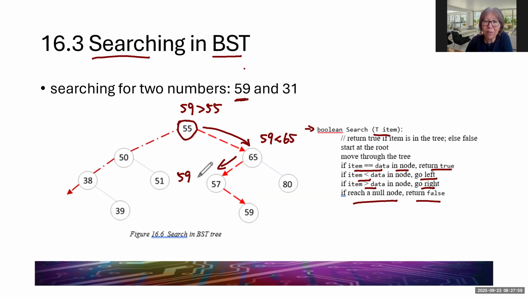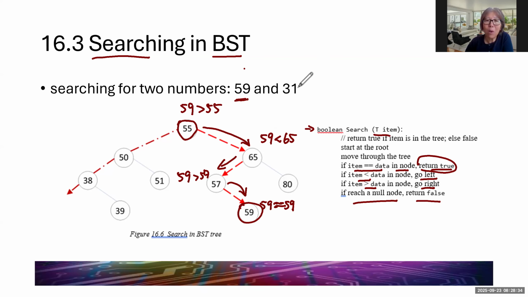Then 59 compared with 57, it's greater than. So you follow the right child, and then you reach the right child and compare with the item. And we can find it's equal. So we find it, and here we return true. So you can find it.